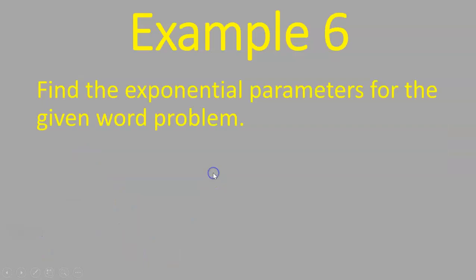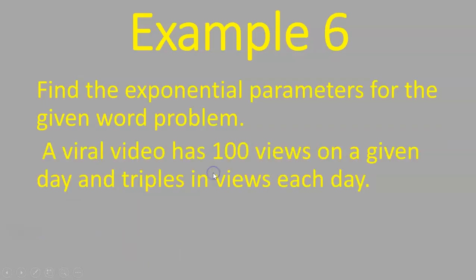A sixth example, a third one here for exponentials. What about a word problem? A viral video has 100 views on a given day and triples in views each day. We can think of 100 as day 0, where you start. And since you're tripling, that naturally would be 3. You're multiplying by 3 each time.